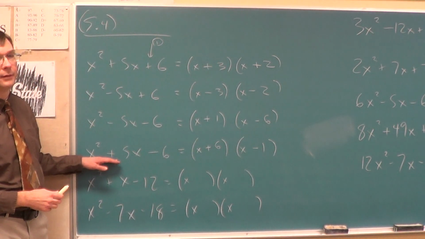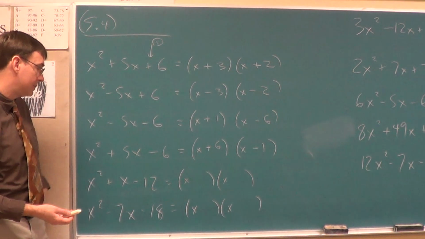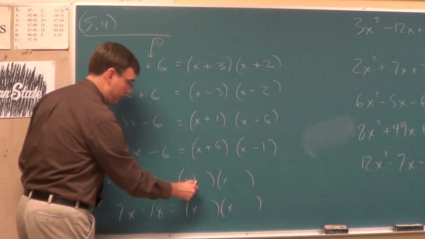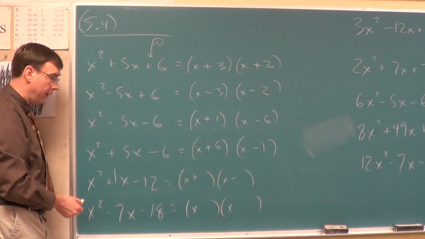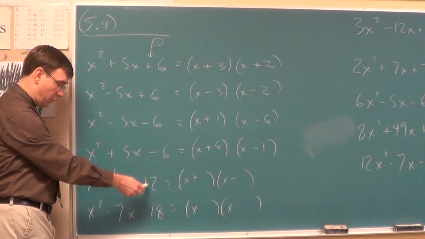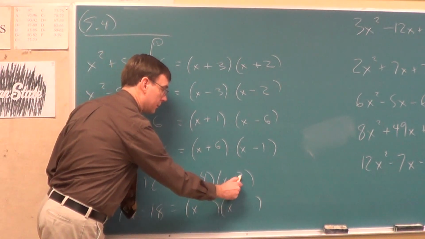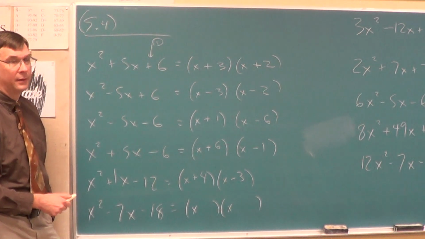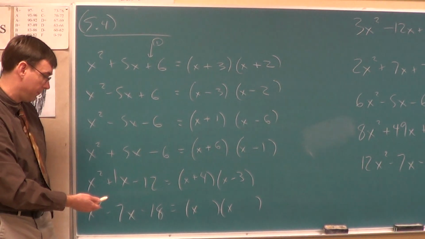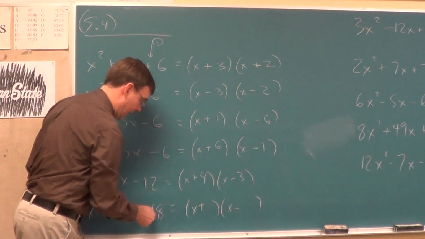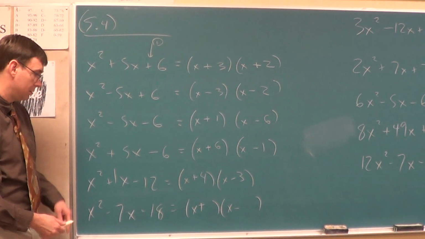Question about that? This one, signs same or different? Different. So if we subtract to make 1, it's 4, 3. And the plus takes 4. Question about that? Same or different? Different, because of that minus. So we're subtracting to make 7. 9, 2.